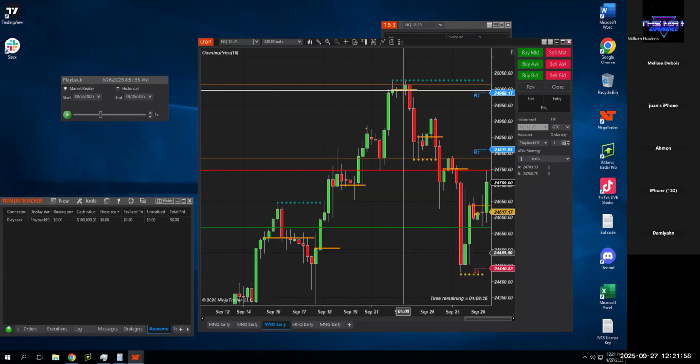So there's really no limit to how far you can go when you're marking off your levels. Just remember that the more you mark up there, it's just a lot of things to look at. So you don't want to cloud your chart too much.